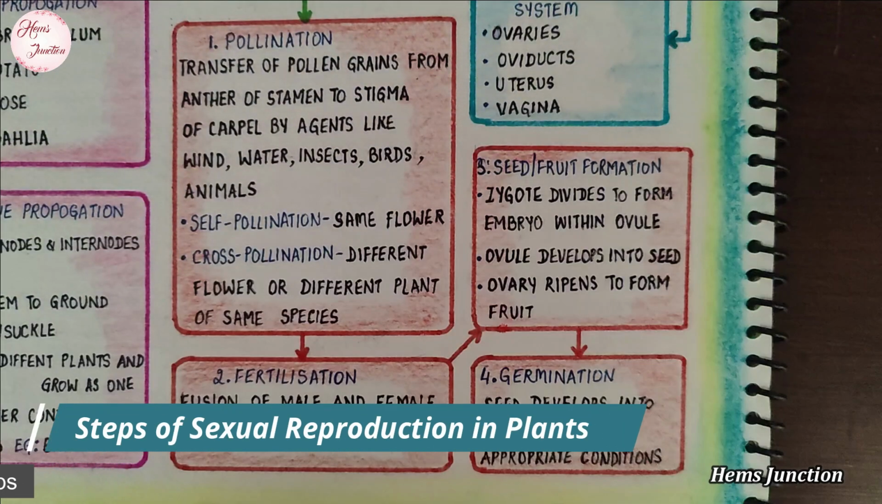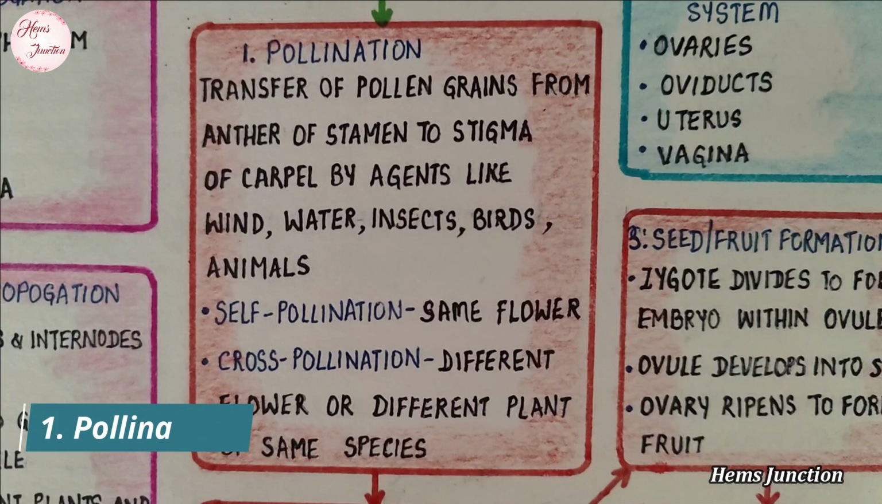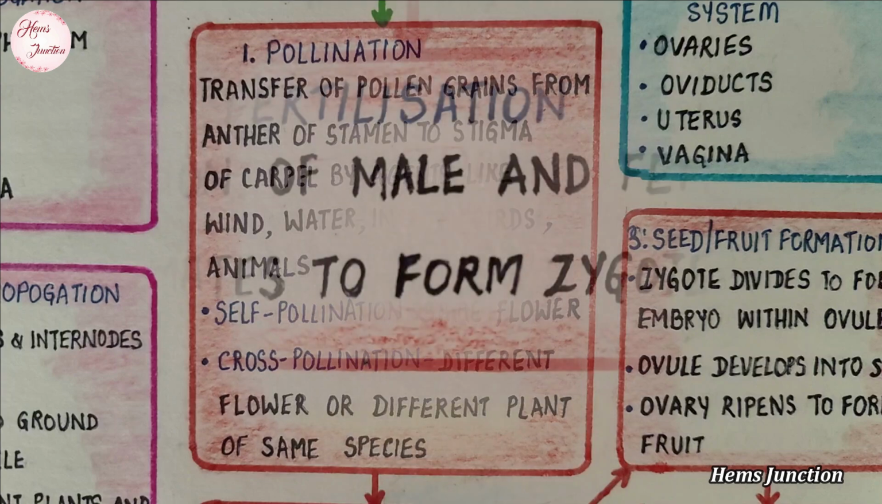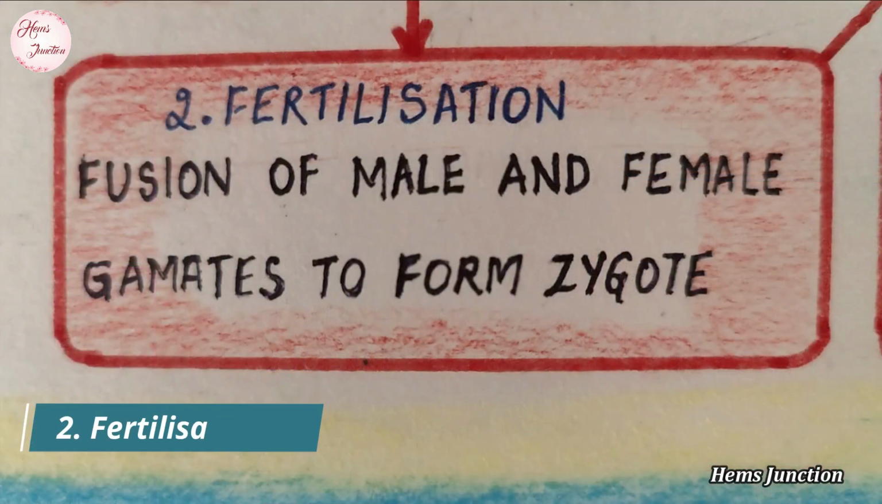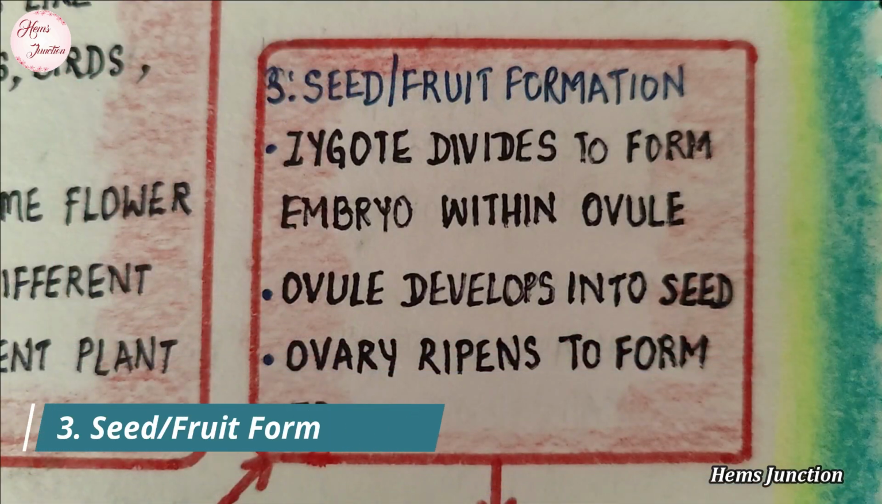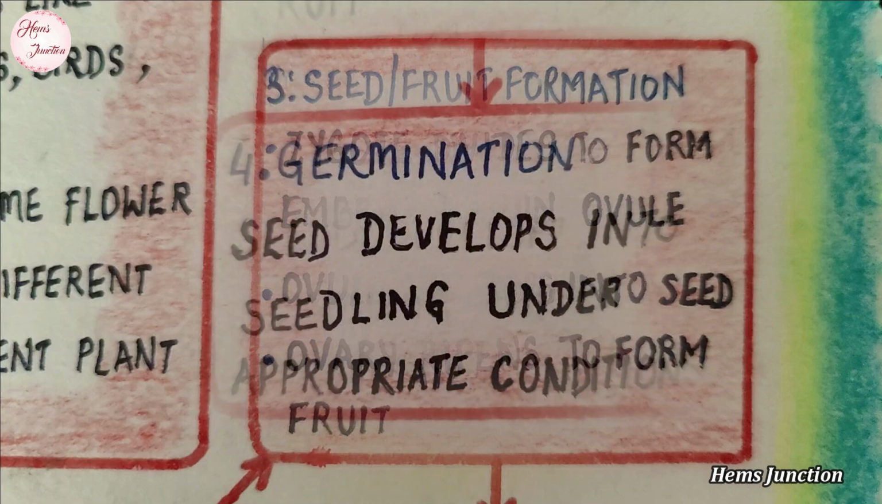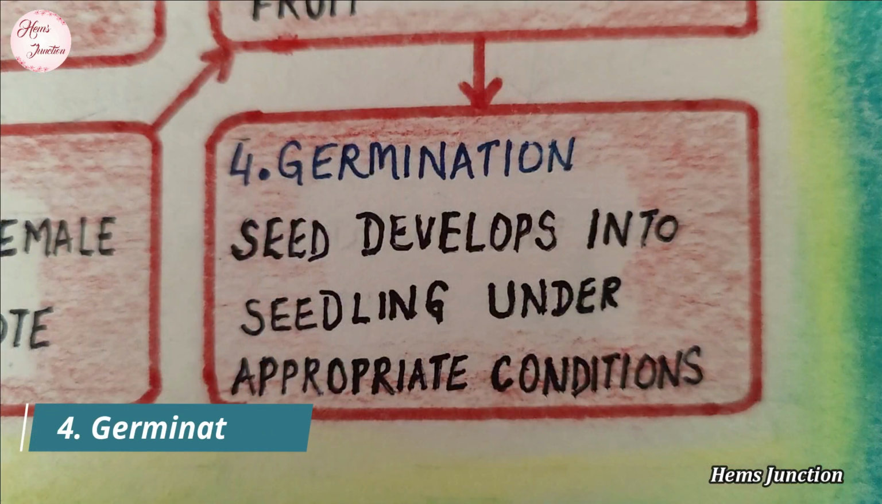Let's see the steps involved in sexual reproduction in plants. Pollination. Fertilization. Seed and fruit formation. Germination.